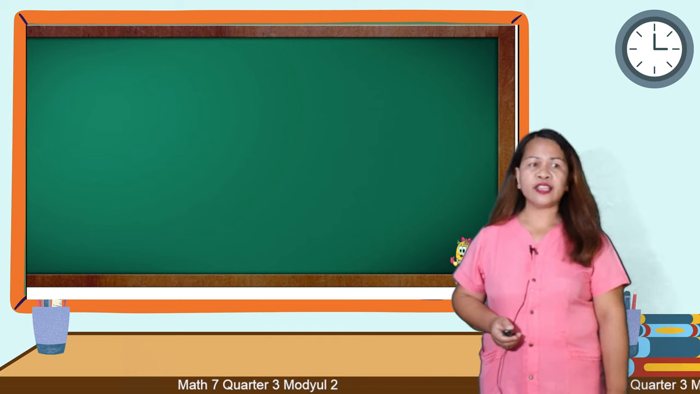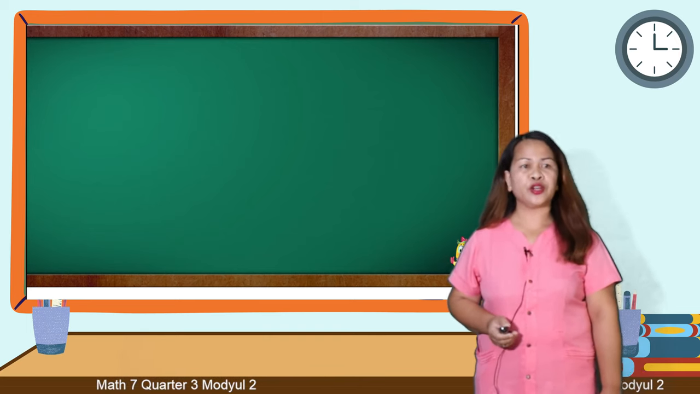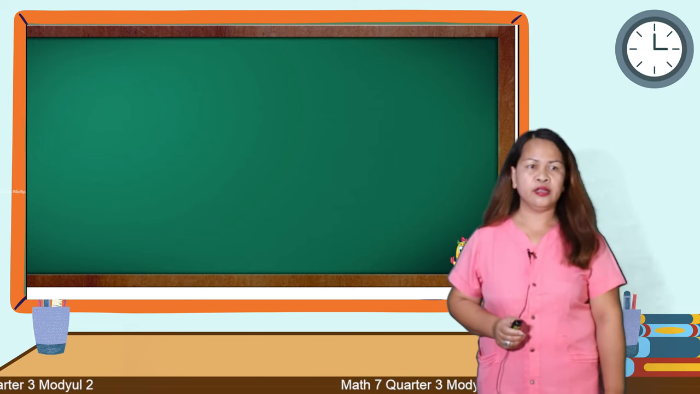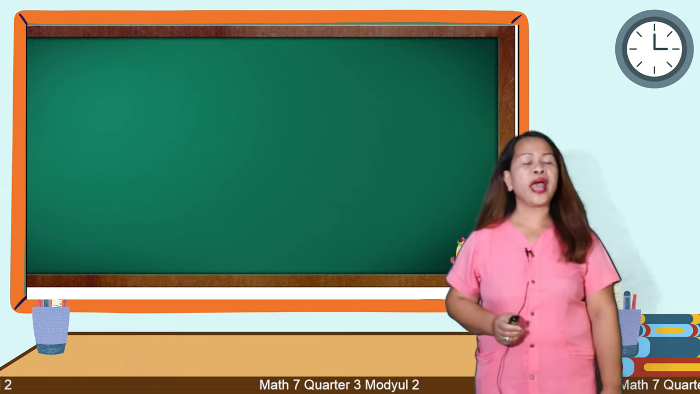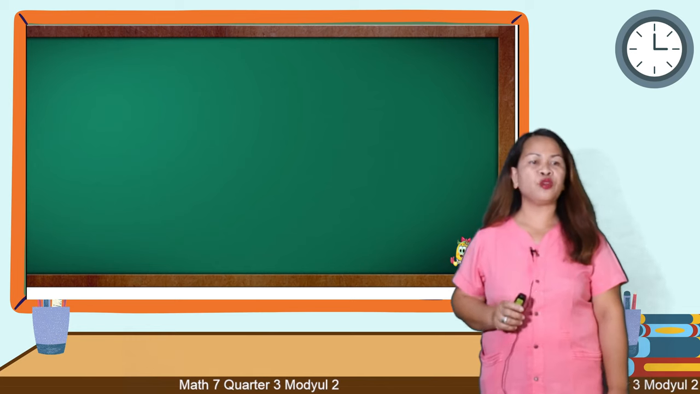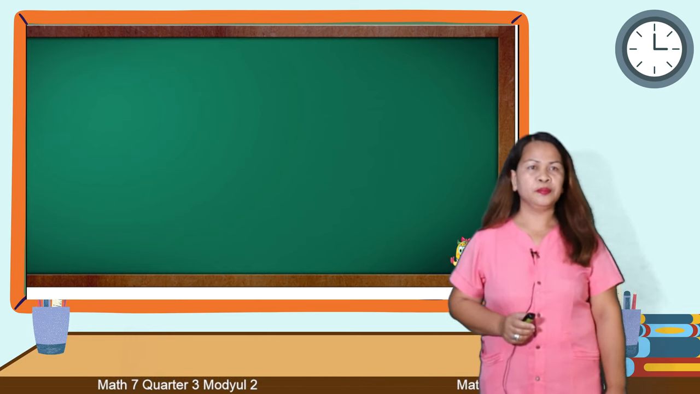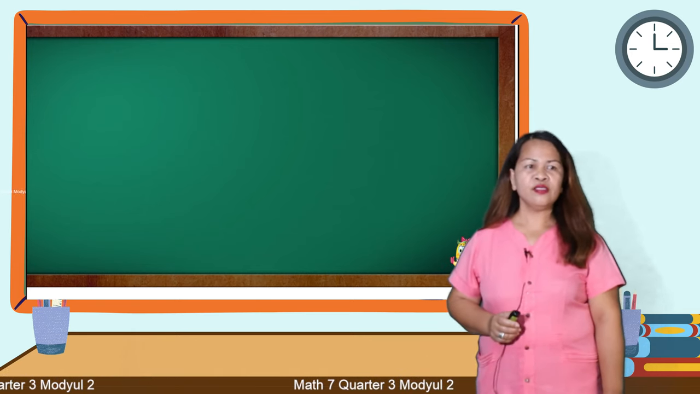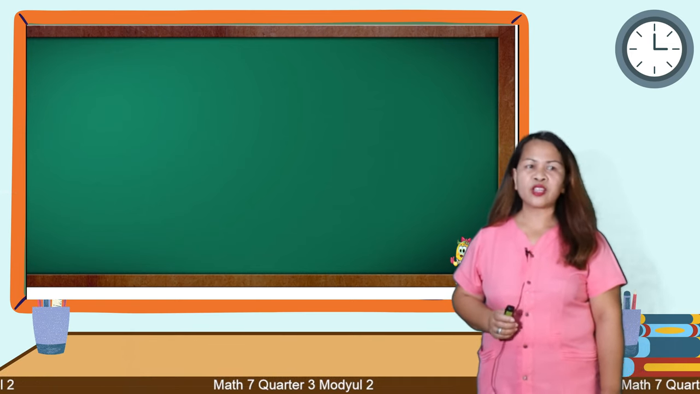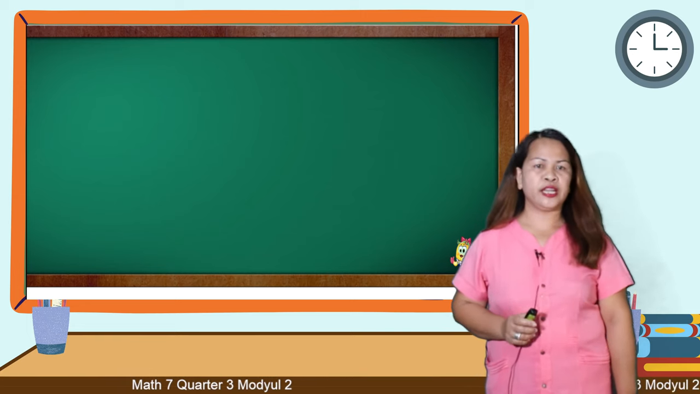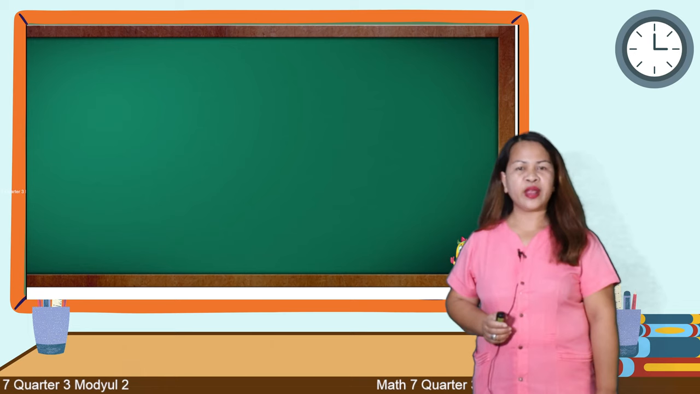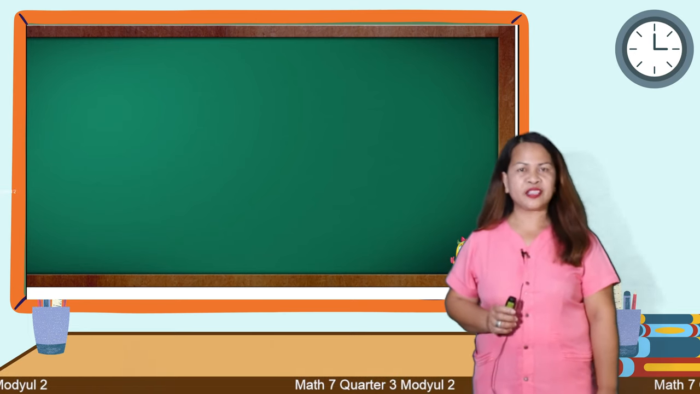Pair is a set of two things used together. In what subject do you encounter this word? Again, feel free to answer or type your answers in the chat box below. Okay, again, in what particular subject do you encounter this word, pair? Yes, it is integrated in your MAPEH subject.